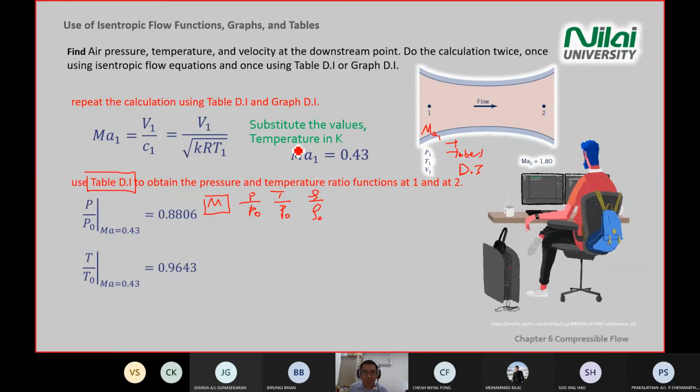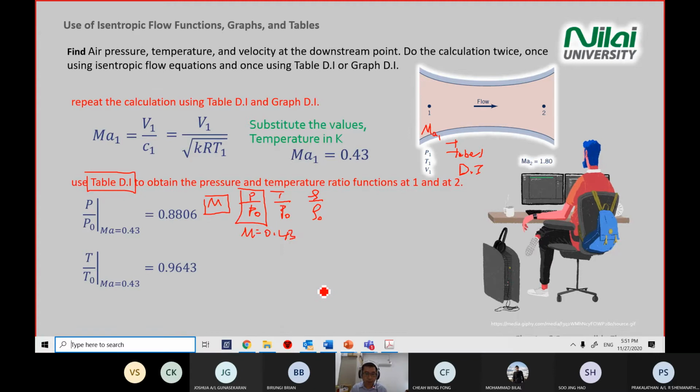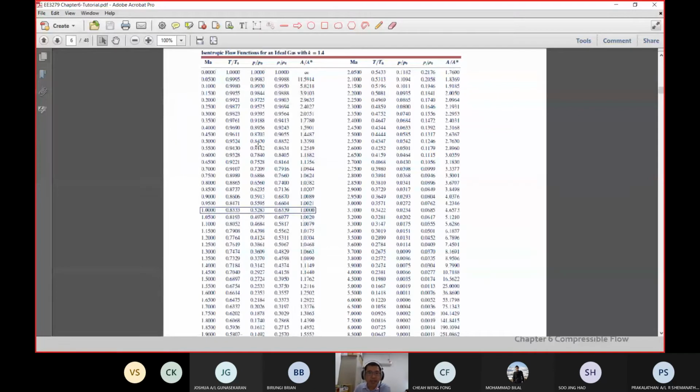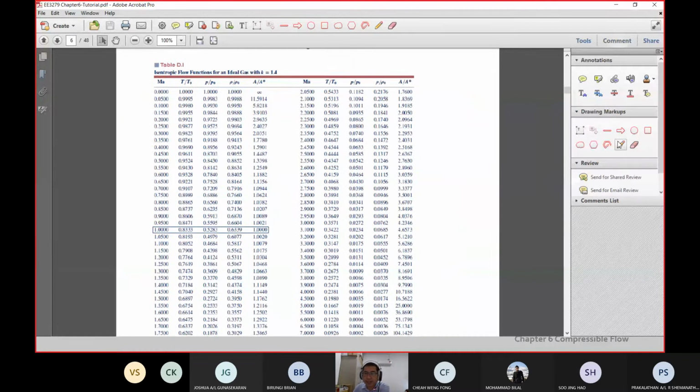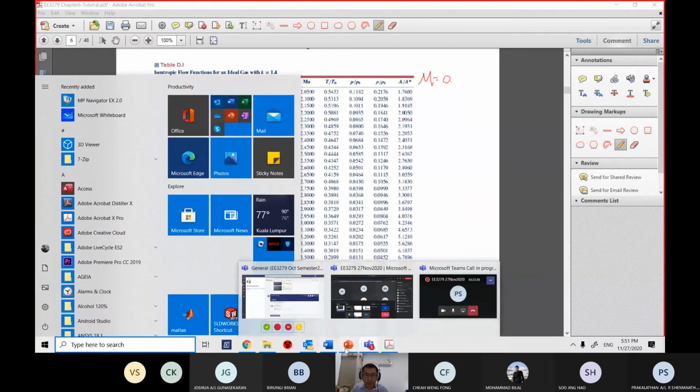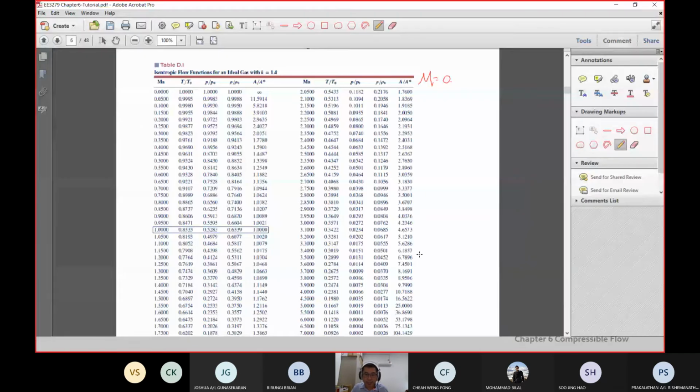I repeat, I'm going to ask someone to answer this question. Let's say your Mach number is 0.43. Tell me how you use table D1 to find the stagnation pressure value at Mach number 0.43. I'm going to show you table D1. Tell me what the P divided by P0 value is.